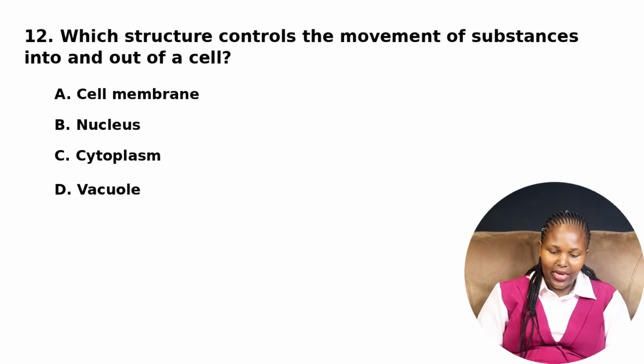Which structure controls the movement of substances into and out of a cell? So we have our options there: we have cell membrane, we have nucleus, we have cytoplasm, and we have vacuole. So the correct option here is cell membrane. Cell membrane is the structure that controls the movement of substances into and out of a cell, you see.